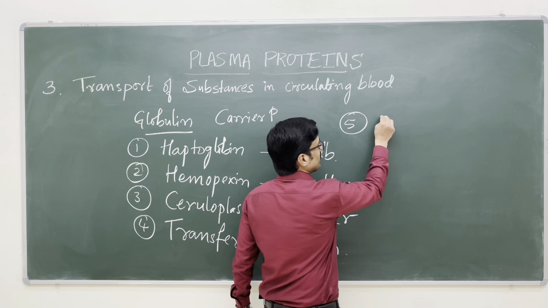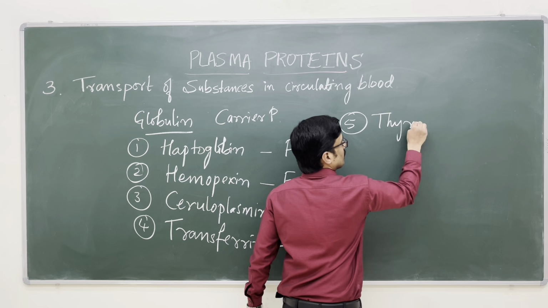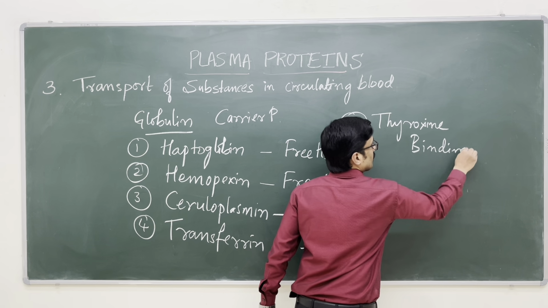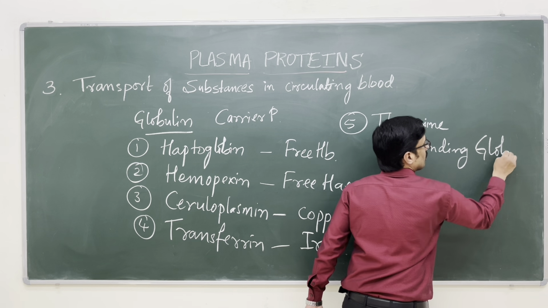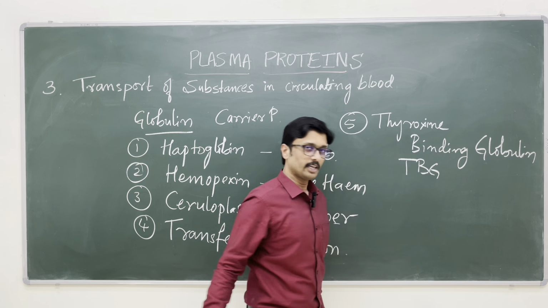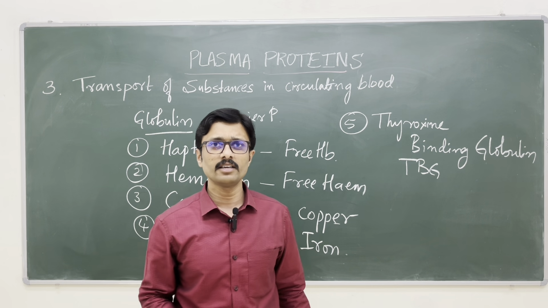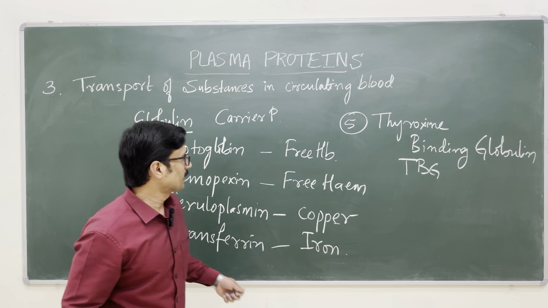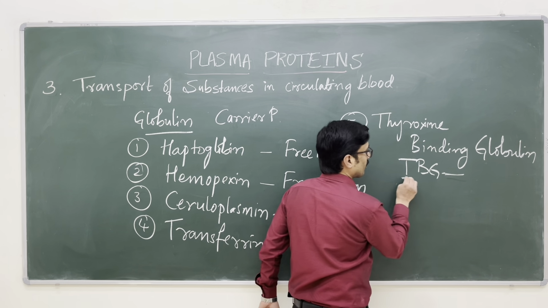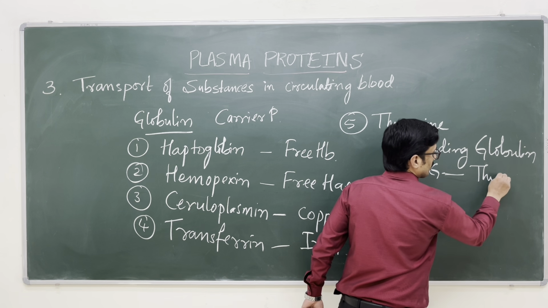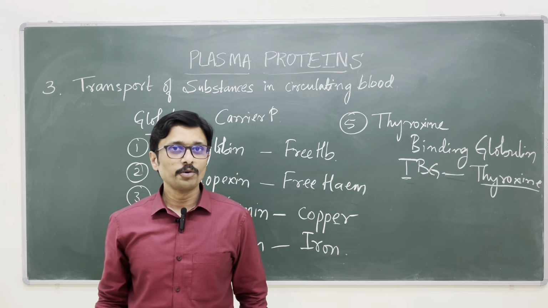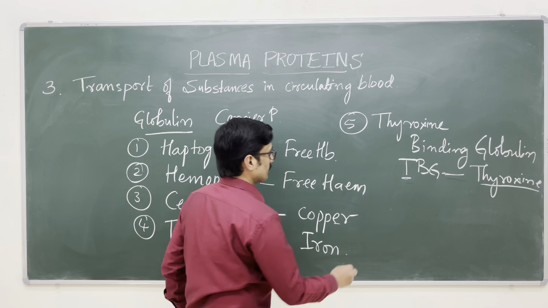Now, thyroxine binding globulin, TBG. TBG refers to thyroxine binding globulin. It's a type of plasma protein, comes under globulin group. So this will bind to hormone thyroxine, thyroid hormone, and this thyroid hormone is transported in circulation bound to TBG.